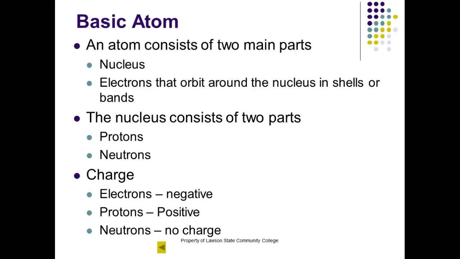The proton carries a positive charge. The neutrons are not charged, but the only thing they do is add to the weight of the nucleus. The electrons have a negative charge. The protons have a positive charge. These things attract each other, so the electrons are orbiting around, right? You understand? Everybody okay so far?